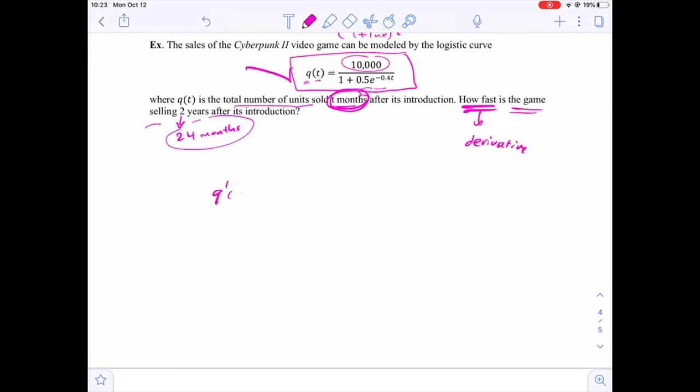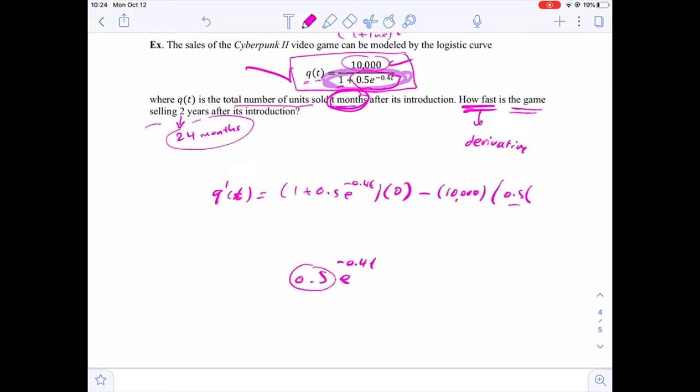The game selling is given by this function. So we want to find the derivative of this function. The variable is t. So what is derivative of this function? The denominator times derivative of the numerator, but the numerator is constant, so derivative is 0, minus the numerator times derivative of the denominator. Now, what is derivative of the denominator? Derivative of 1 is 0, and derivative of this exponential function is the constant 0.5 times the derivative of the exponential. Let me erase it from here.